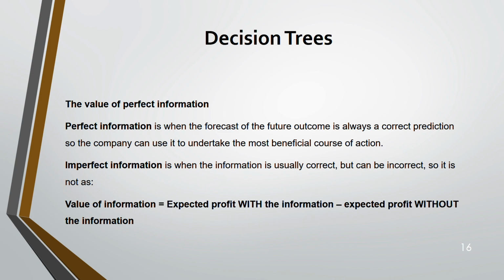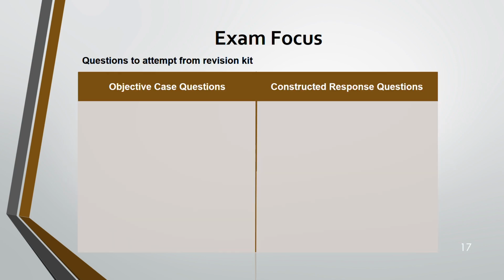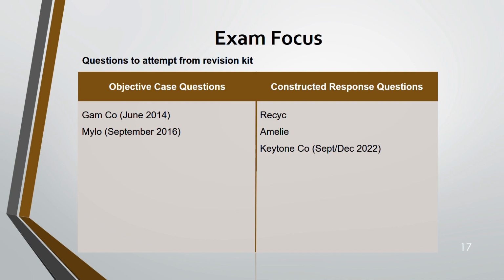Okay, value of information means expected profit with the information minus expected profit without the information. That is the value, how much value the information is giving to you. You have to see both with and without the information, how much is the profit. Now, the questions are Game Company, Milo, Recyc, Amelie, Ketone.